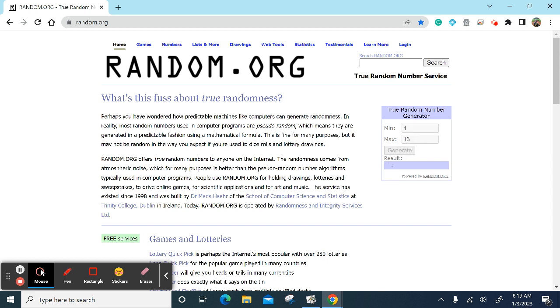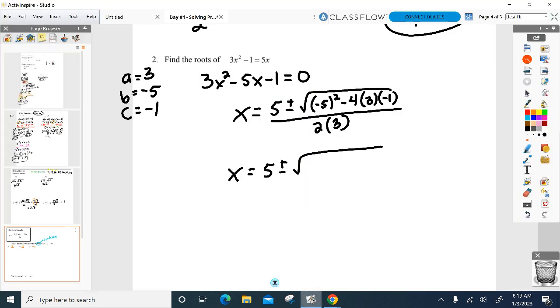When you're ready, what number did you get underneath the radical? 37. Everyone getting 37? Over 2 times 3, getting 6 here.